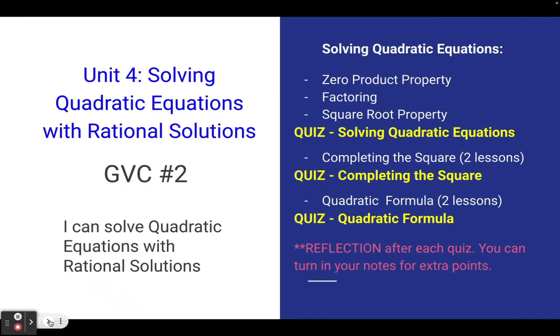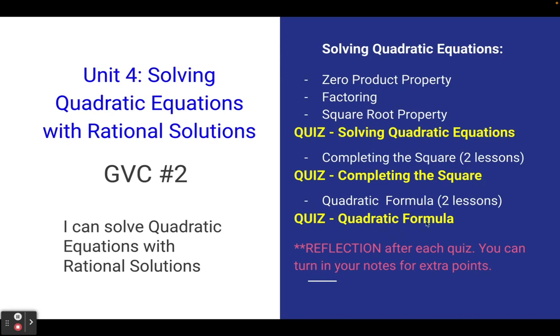The first one is solving quadratic equations with rational solutions. Rational solutions means a real number. It could be a fraction, it could be a decimal, any of those things. Those are real numbers. And so we've got zero product property, factoring, and square root property. Then we'll take a quiz. Then we're going to do a couple of lessons on completing the square and have a quiz, and then the quadratic formula and have a quiz.